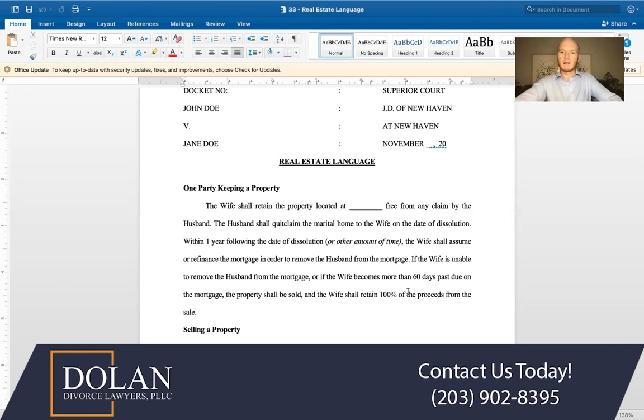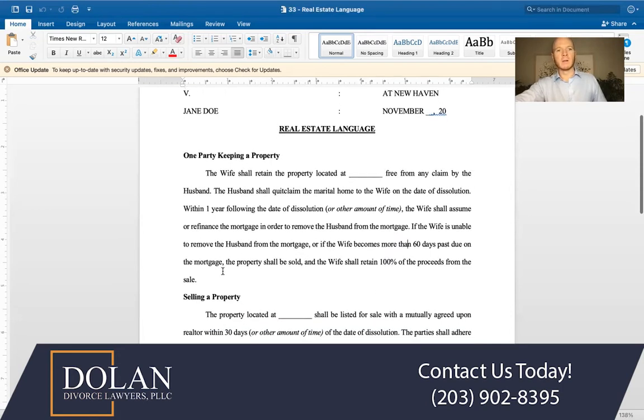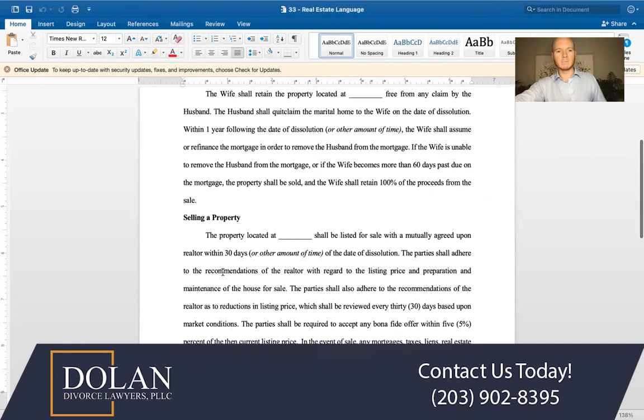So basically, this allows for a contingency of what happens if the person who's retaining the property can't remove the other from the mortgage, which is normally that the property is sold. Or obviously, if they become late on the mortgage payments, you want to mitigate the damage to the credit of the person who is not keeping the property. So you're going to want the property to be sold at that point if the person who's retaining it is past due on the mortgage. So that's when one party is keeping a property.